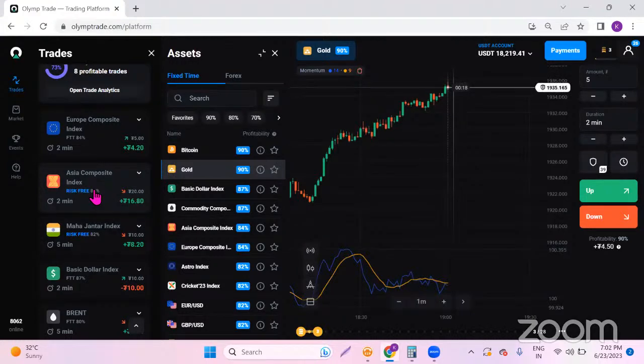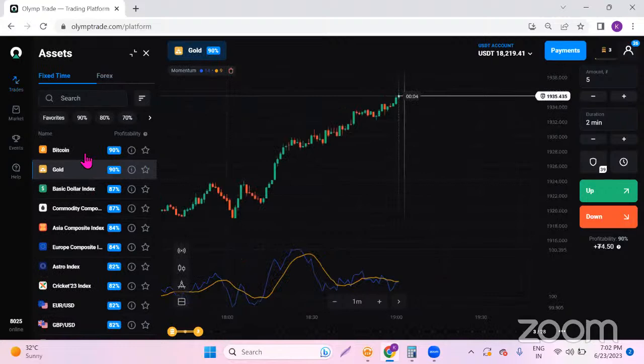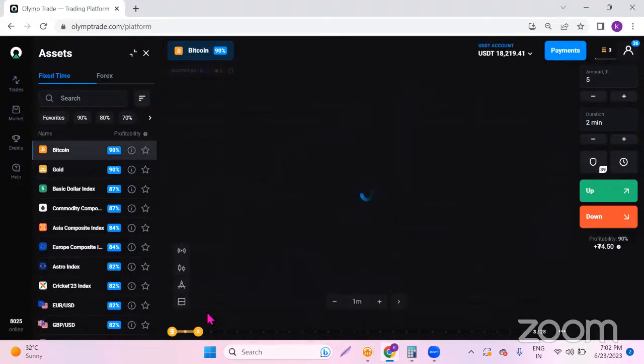So let's get back to see what our trades did to us. Okay, we won both the trades, which is a good thing. So we recover our amount. Now we go back to our basic amount of $5 and we find some more assets.